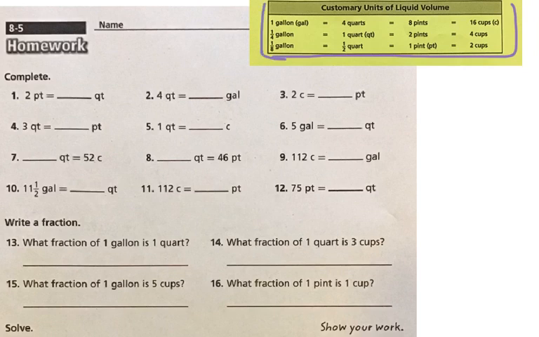And remember, this is like with all of our conversions. At first, it might seem a little bit difficult, but once you get the hang of it, you'll be just fine. We have problem number 1.